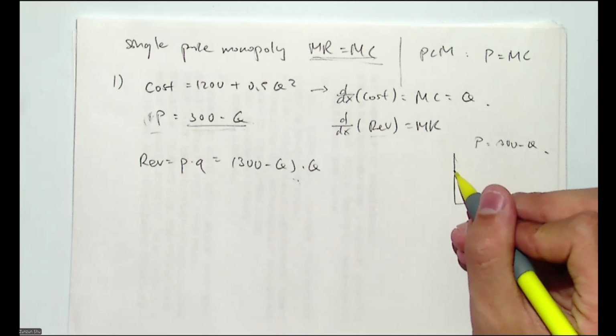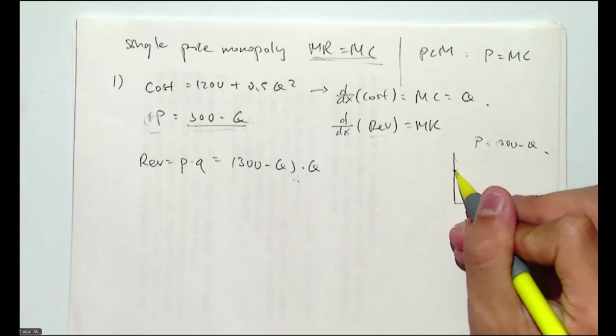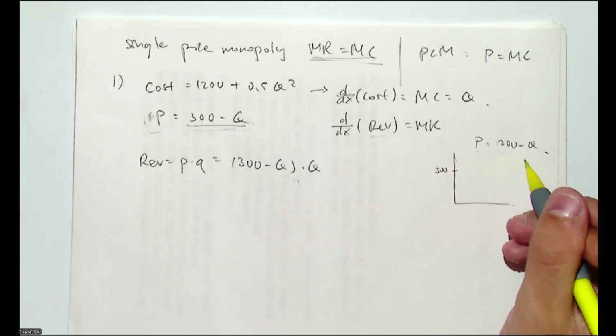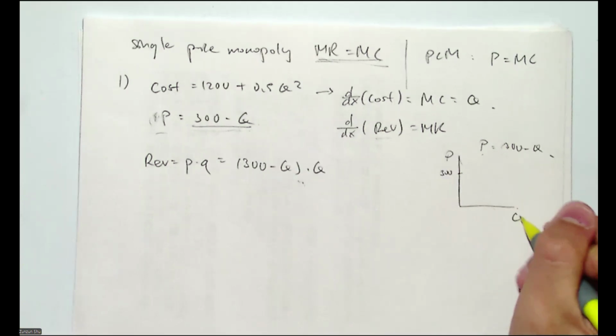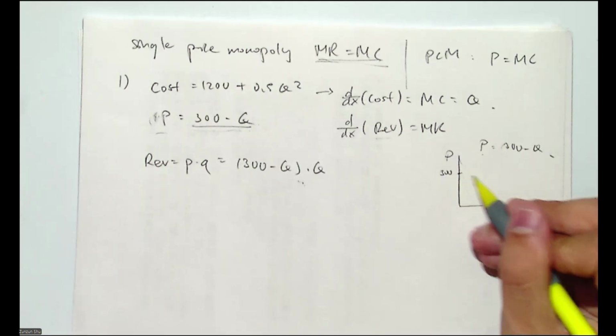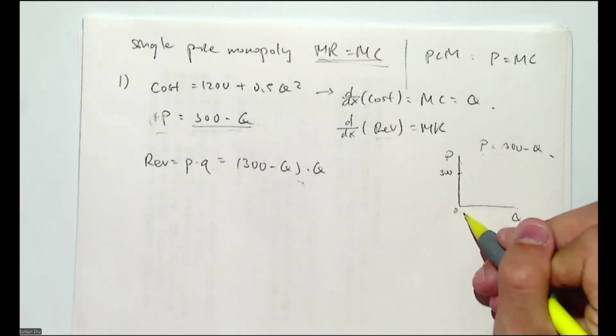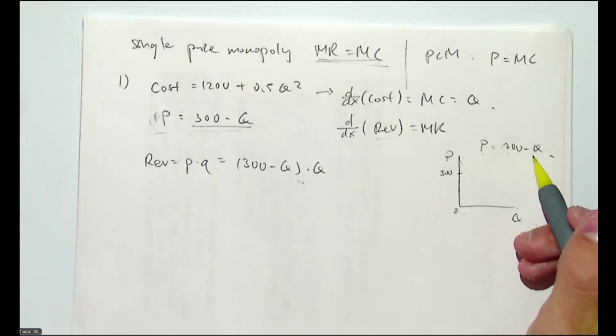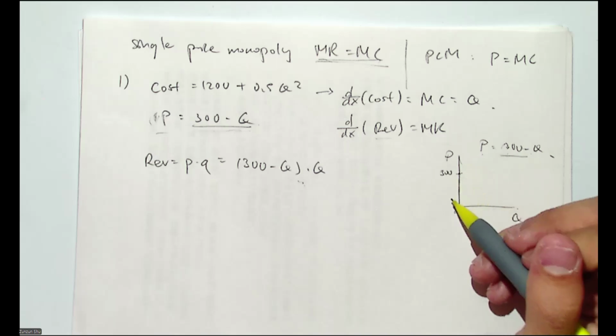Because when you graph, you begin from the y-intercept. And you want to know that the y-intercept through P equals 300 minus Q, P is on this side, Q is on this side. The y-intercept is it. When Q is equal to 0, right, P will obviously be equal to 300 minus 0, which is 300. So that's your y-intercept.